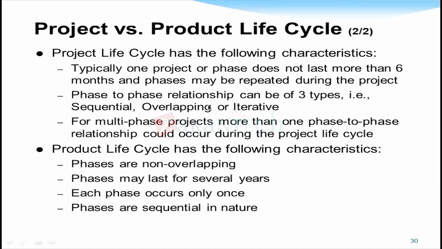In product lifecycle, at the end of the day, the product should satisfy the customer. Therefore, whatever you develop, how you position this product matters. Whether you are getting more return on investment or you are satisfying the customer or not. Right. Therefore, phases are non-overlapping. Phases may last for several years. The product can go for 5 or 6 years. What is a phase in a project? Phase means like development, testing, UAT, like that. And in product life cycle, each phase occurs once. Phases are sequential in nature.